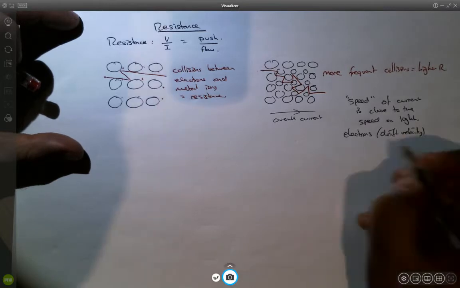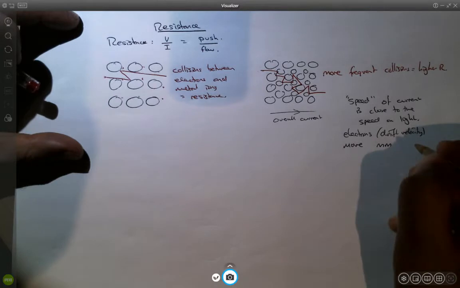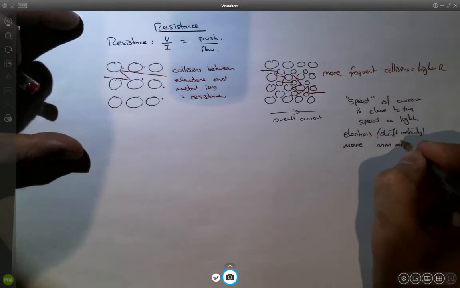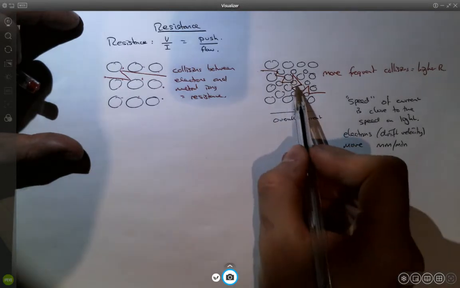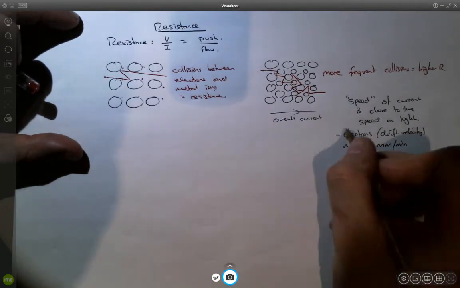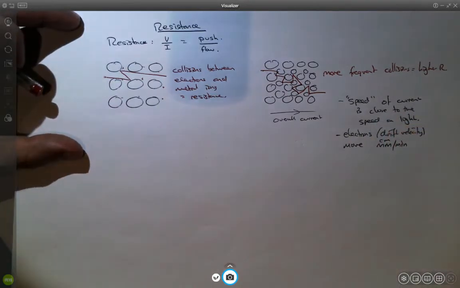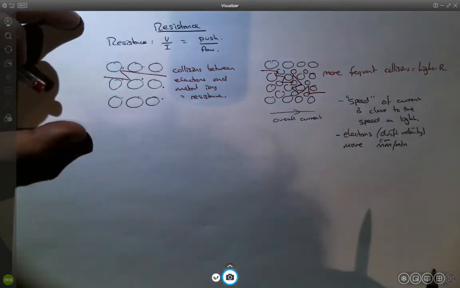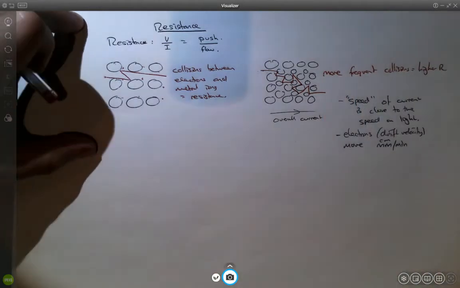However, the electrons, and at A level we'll talk about the drift velocity of the electrons, move slowly. They actually move on the order of millimeters per minute. So an individual electron, because it's colliding all the time and moving backwards, is only going to move a few millimeters every minute, or maybe centimeters every minute. Okay, so not very far, not very fast at all. You don't need to know this for GCSE, but it's interesting to talk about.